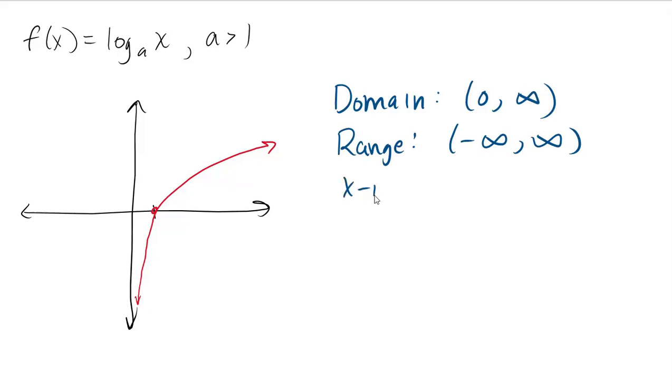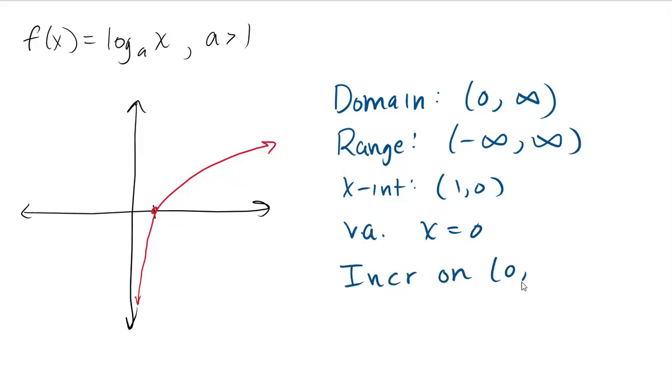You can see this has an x-intercept of 1, 0. We kind of already talked about that. You'll notice this also has a vertical asymptote. The vertical asymptote is x equals 0. That corresponds to the horizontal asymptote of y equals 0 in the exponential function. This graph is always increasing. It's increasing on its entire domain. It increases on the interval from 0 to infinity. And because it's increasing, that means it's a one-to-one function. Now, we already knew this function was going to be one-to-one because it's the inverse of a one-to-one function. But you can also see it in the graph.